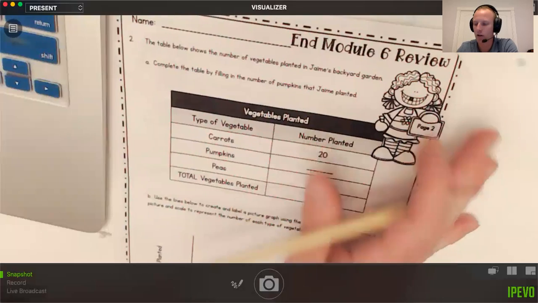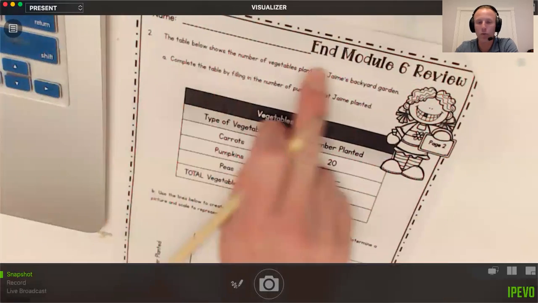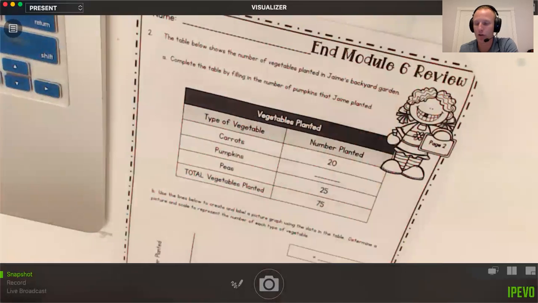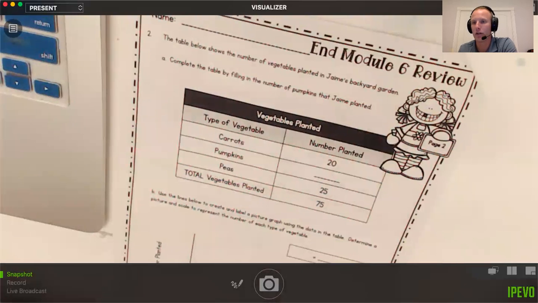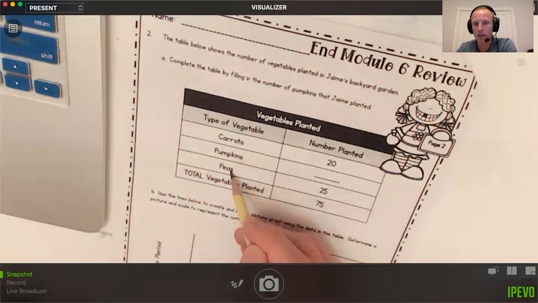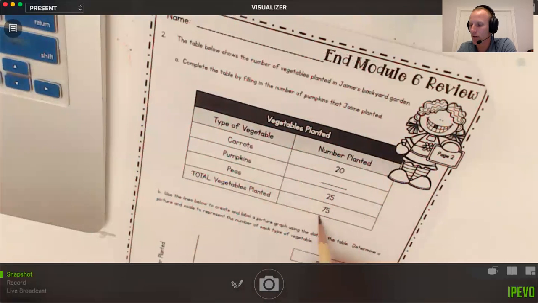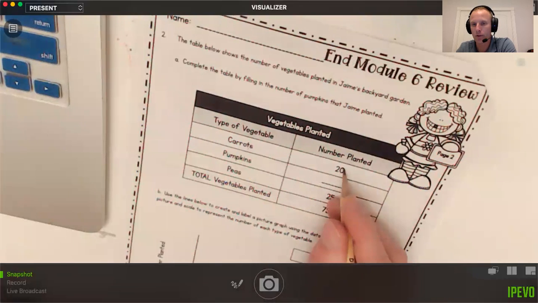All right, the table below shows the number of vegetables planted in Jamie's backyard garden. So far it hasn't asked us to do anything, it's just giving us information. Next, it says complete the table by filling in the number of pumpkins that Jamie planted. This is exactly like the work that we did in lesson 9. We know that if we add carrots, pumpkin, and peas together, we're going to get 75. But we're missing a piece right now. So we have to add the 2 that we do know together and see what's missing.